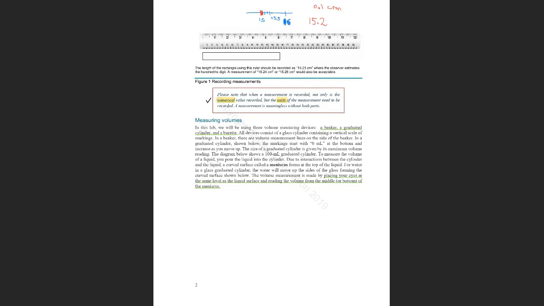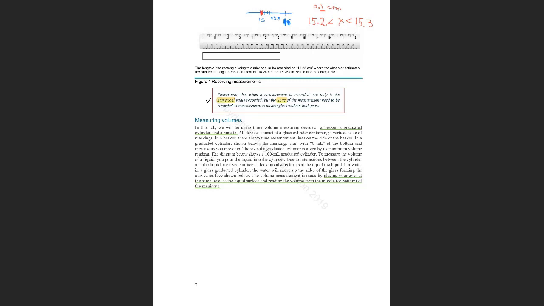And we know that our value, when we look at here, our value is between 15.2 and 15.3. This is what we know because we looked at the smallest marking, and this is for sure.